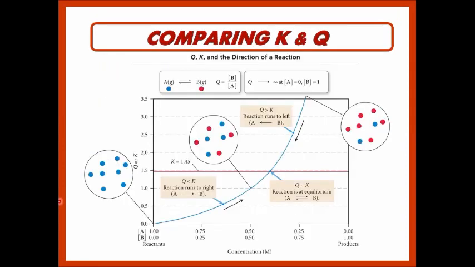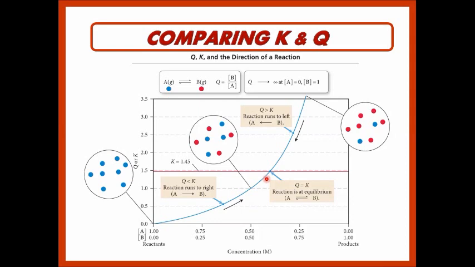Now, the progress of a reaction towards equilibrium can be determined when the reaction quotient is compared to the equilibrium constant. The blue line on this graph depicts the progress of the reaction A forming B, while the red line indicates the equilibrium constant for the chemical reaction at this temperature. We can see that at the point of intersection of the red line and the blue line, Q is equal to K. So for these reactant and product concentrations, the system is at chemical equilibrium.